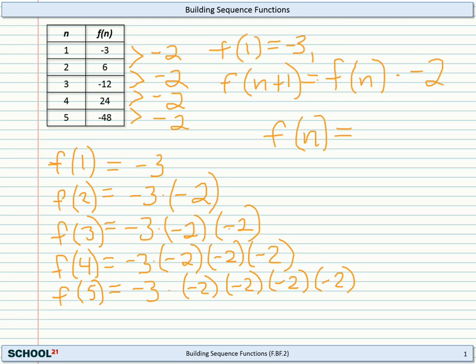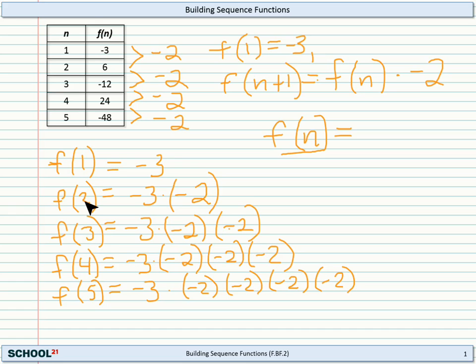So remember, what we want from a regular function is a definition that is f of n equals some expression here. And to help us figure out what that expression is, I've written out each of the functions for f of 1, f of 2, f of 3, f of 4, and f of 5 from the table here. I've done it a little bit differently, though. Let's take a look. So f of 1 equals negative 3. We can just read that from the table.